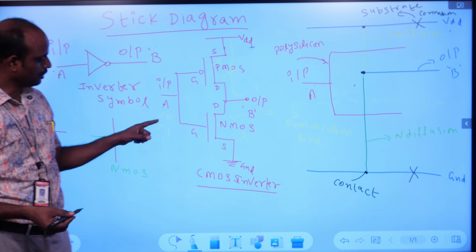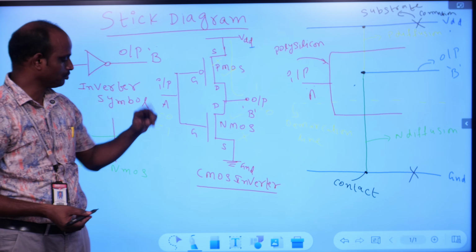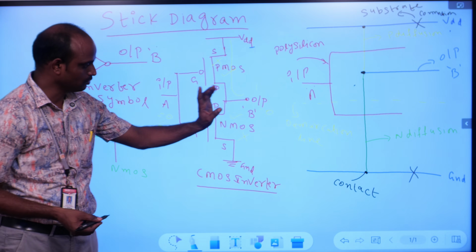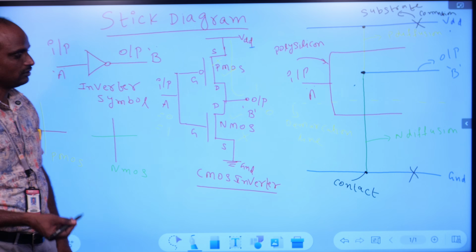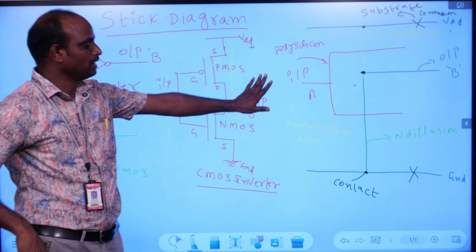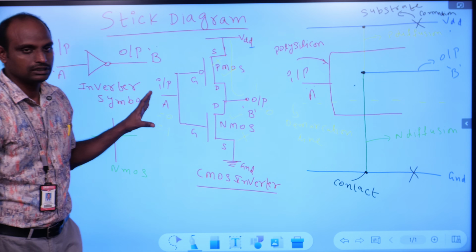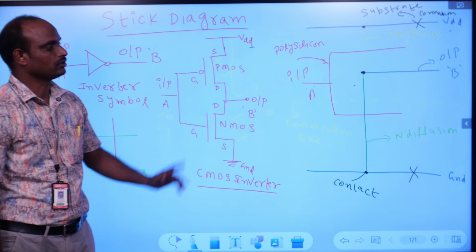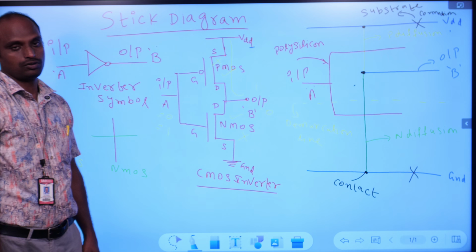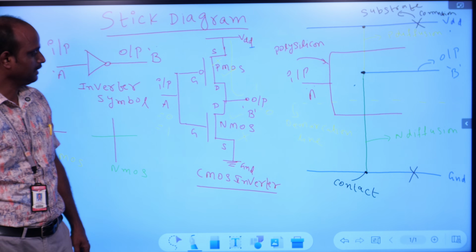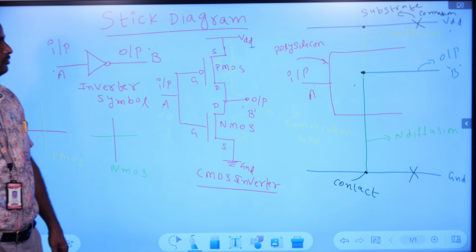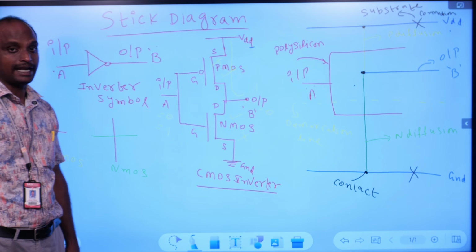So if we apply input as 0, it is going to produce logic 1 as output, and if input is 1, it is going to produce output as 0. This is the CMOS inverter operation. Similarly, if you require any other circuit's stick diagram, first we have to represent the circuit. From this we are going to the next layout level. So that was the CMOS inverter. One more example we will see, that is the NAND gate.